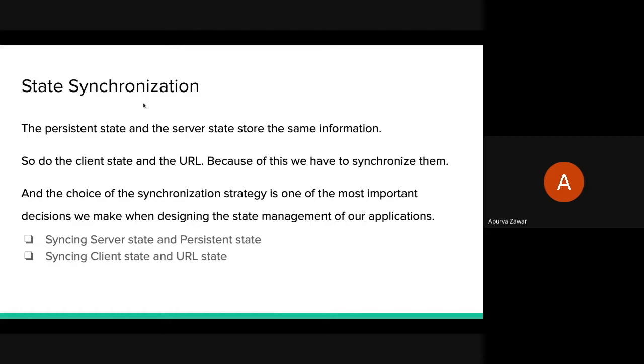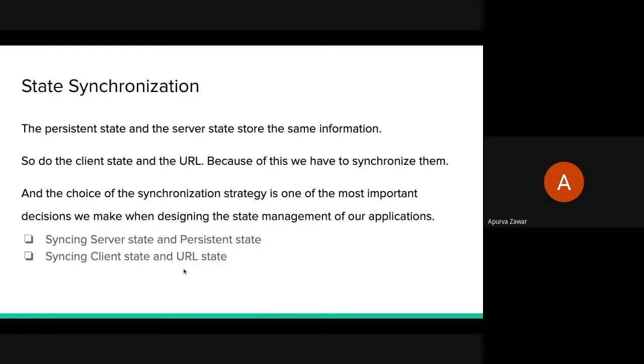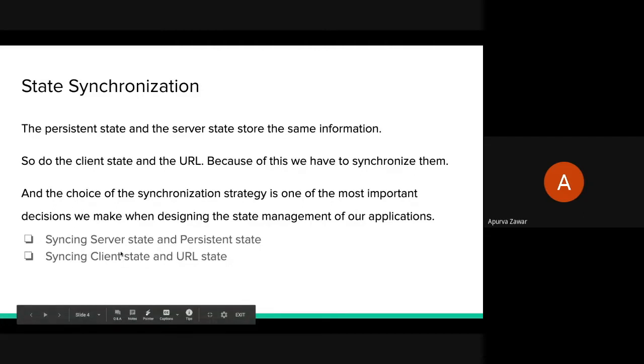State synchronization. There are various strategies to synchronize the state. The server state and persistent state should be in sync so that we have the same data sets at the client side as there are at the backend. And client state and URL state should match. So changing routes should match with the client state component.